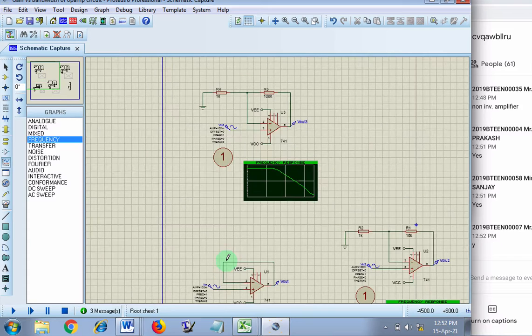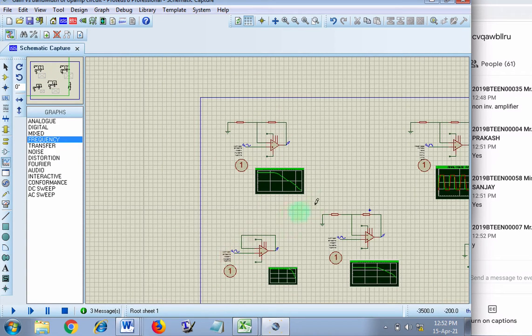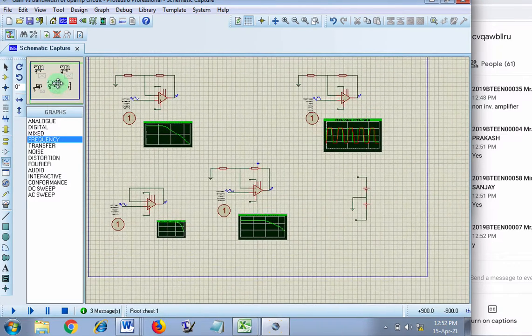Okay. So this gives you an idea that the gain and bandwidth product is constant. If you increase the gain, the bandwidth falls, and if you decrease the gain, the bandwidth increases. Unity gain bandwidth is specified in the data sheet. For 741 it is 1 megahertz.